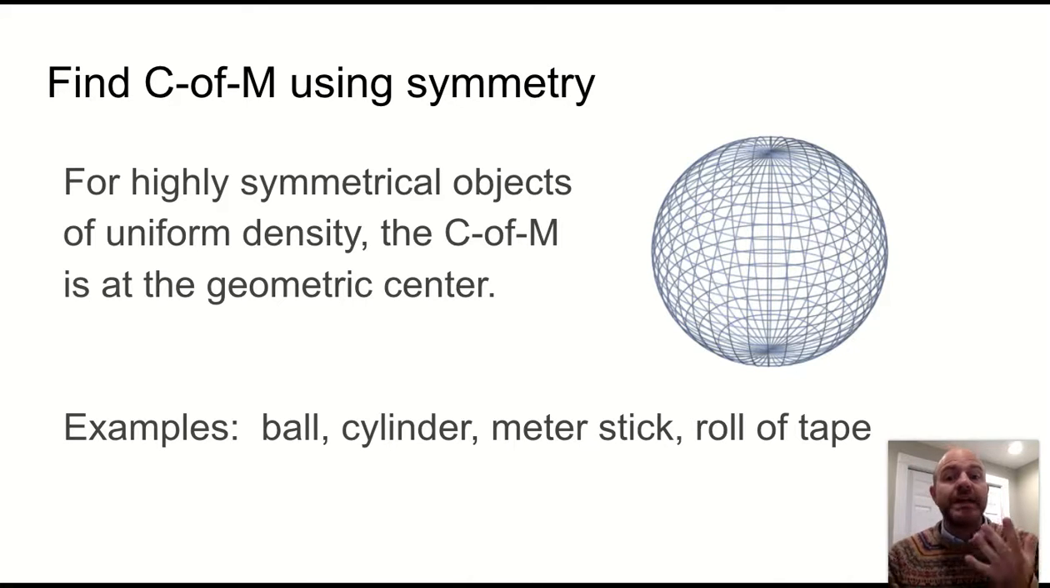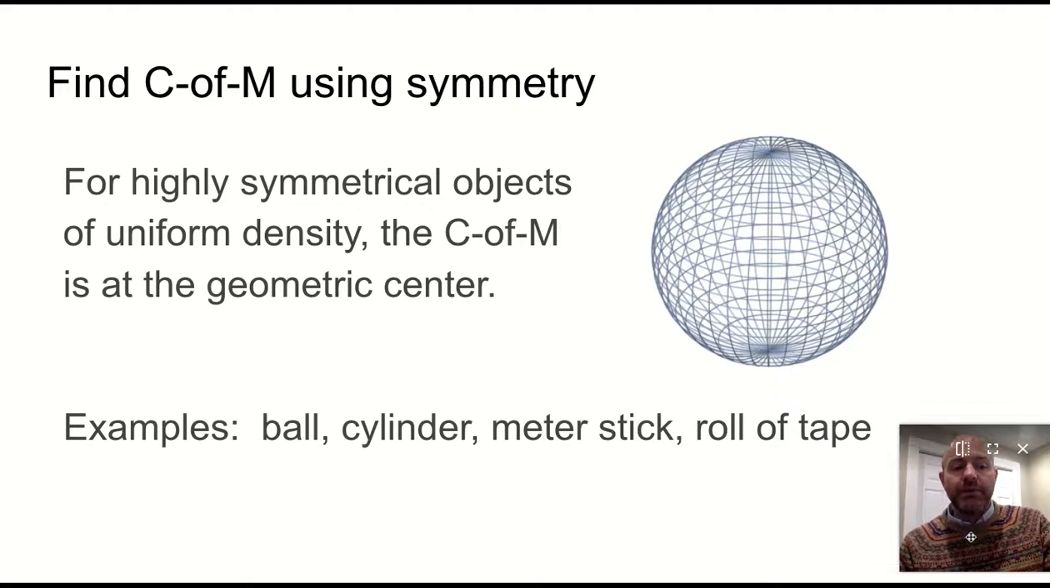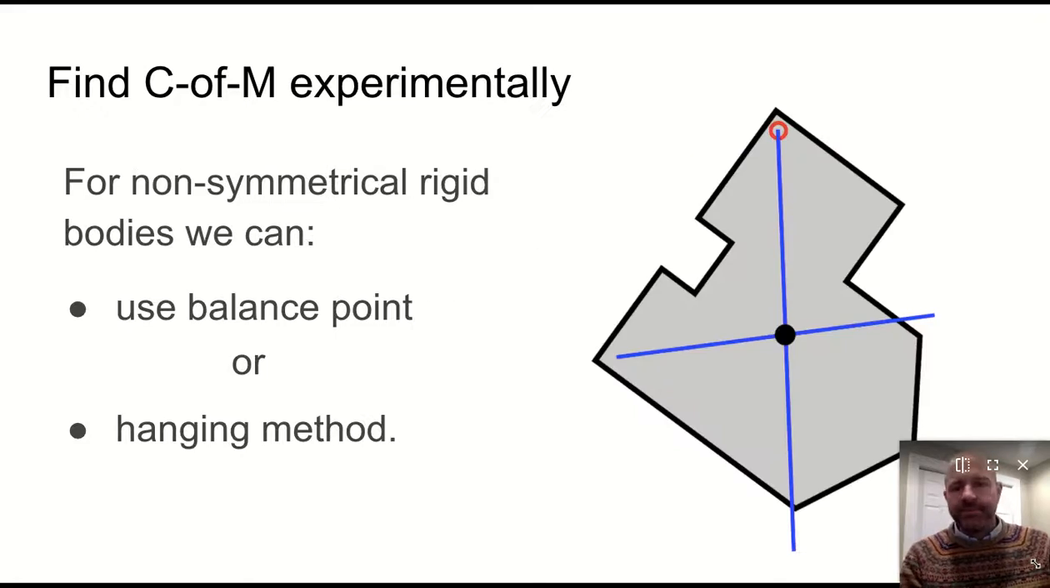So if you have something like a sphere of uniform density, it's pretty obvious that the center of mass is right at the center of the sphere. And if you have anything like a cylinder or a stick or a roll of tape, anything where it's pretty obvious where the center of it is and it's sort of got uniformly distributed matter, you could be pretty confident the center of mass is there.